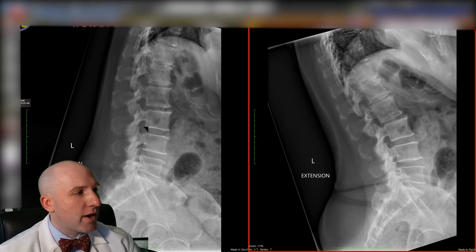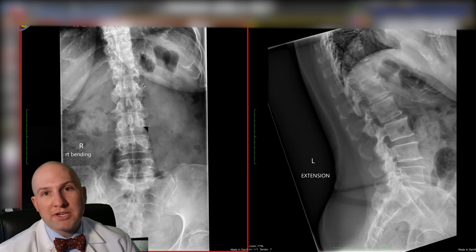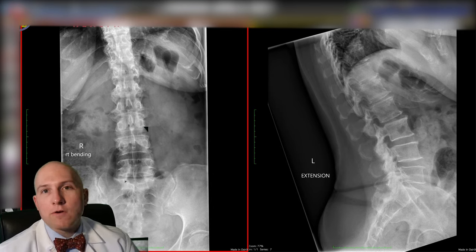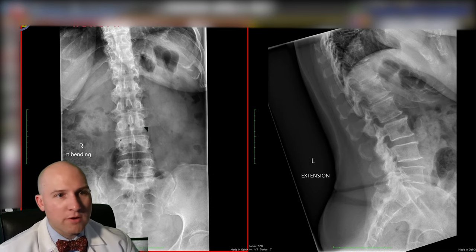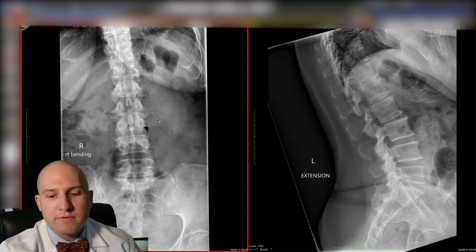The other thing is that often, just looking at an AP, you can glean whether or not a patient has a scoliosis. And even if the imaging looks normal on the CT or the MRI, sometimes they can have a dynamic nerve root compression because they have a scoliosis. So this is another really important piece of information that I think you guys should review.